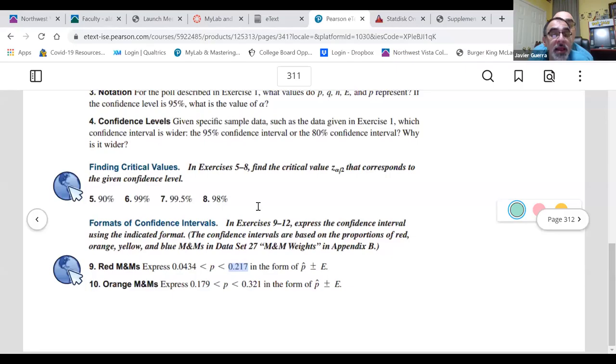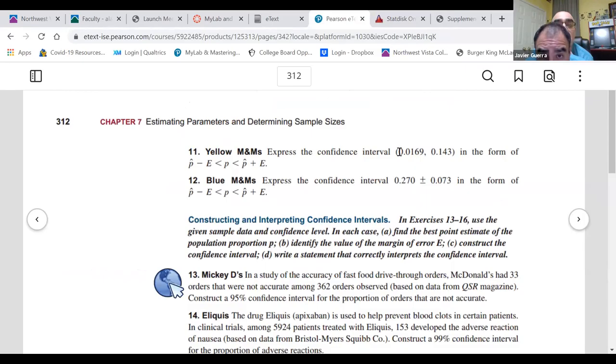There it is. It's written in interval notation, with the parentheses, but it's the same confidence interval. So I'm going to write down the confidence interval: 0.0169, 0.143. And they want you to identify also the p hat and the E.